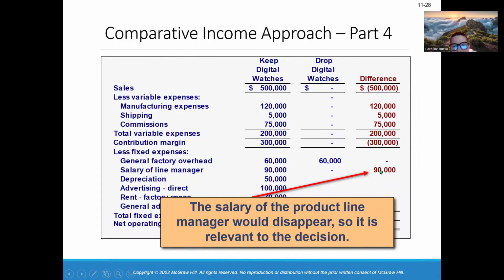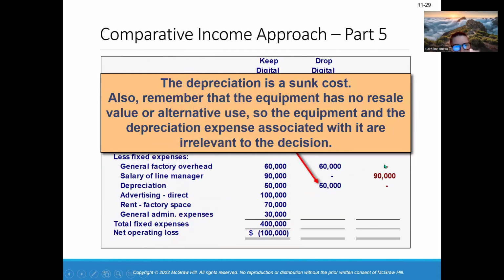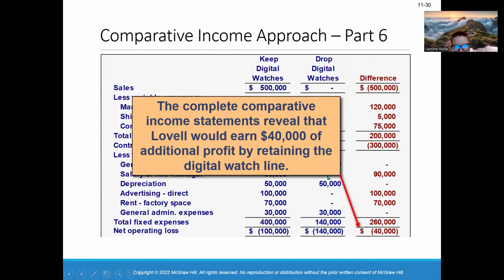The salary line of the line manager, we would get rid of that $90,000. That is an avoidable cost. The depreciation on the machinery, that's a sunk cost. We're not getting that back, so we don't have to consider that. We can avoid advertising those digital watches if we're not making them anymore, and we could stop renting the factory space.